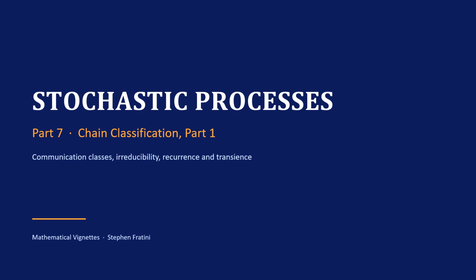Lessons 3 through 6 were about two specific Markov chains, the gambler's ruin and the random walk. We now leave particular examples behind and return to the general theory. Everything in this lesson applies to any Markov chain with a finite or countably infinite state space.